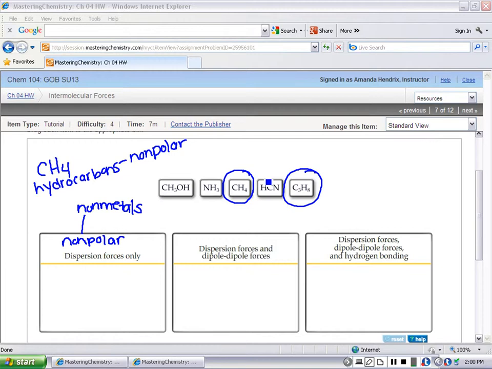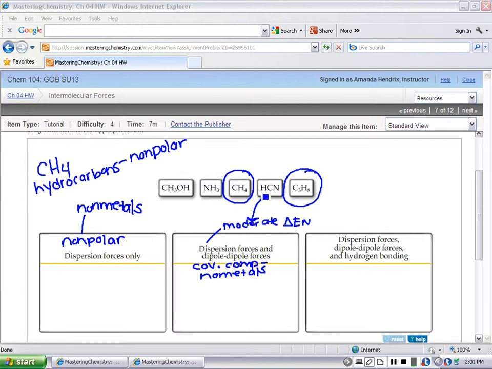Now we're looking for dipole-dipole forces. They're going to have dispersion attractions within them as well, but they also have dipole-dipole. So we're looking for covalent compounds, so they're going to be nonmetals, but there's going to be a moderate difference in electronegativity. These are sometimes harder to spot. And the one that is a dipole-dipole force is this molecule here.